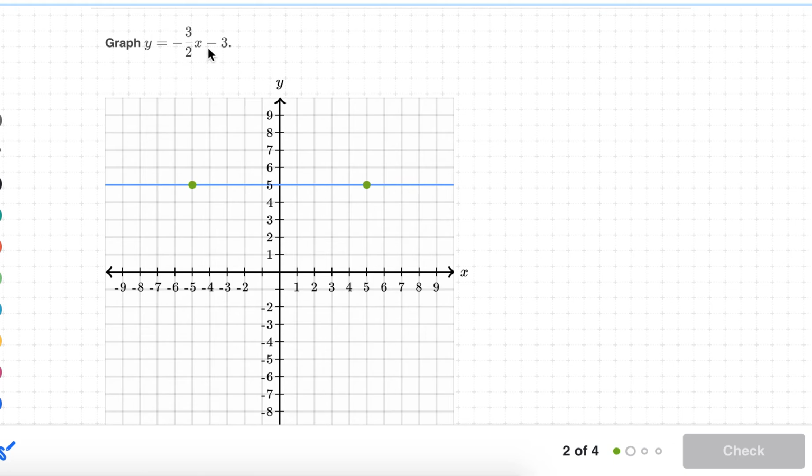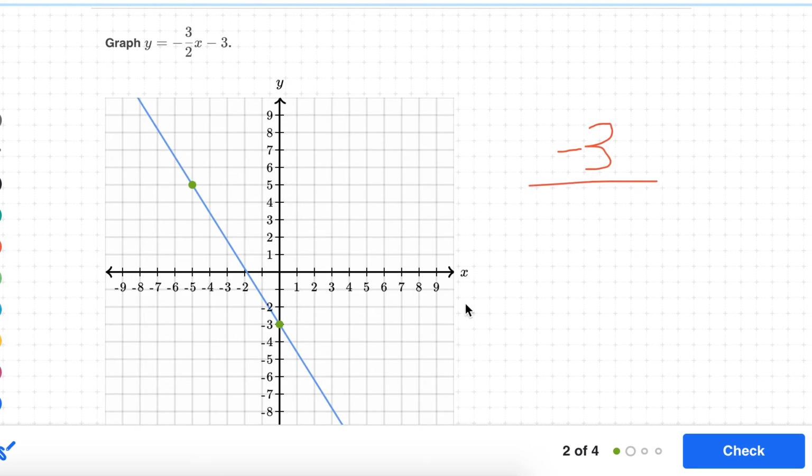Next one, y equals -3 over 2x minus 3. So we'll start at the y-intercept, -3, and then the slope is -3 over 2. So the rise is -3, we're going to go down 3, and the run is +2, so we'll go over 2, again, from this point. So from this y-intercept, we'll go down 3 to -6 and over 2 to +2.